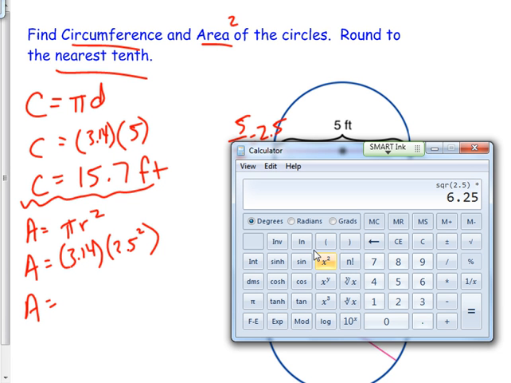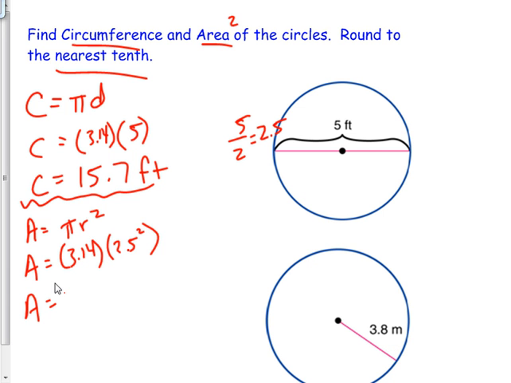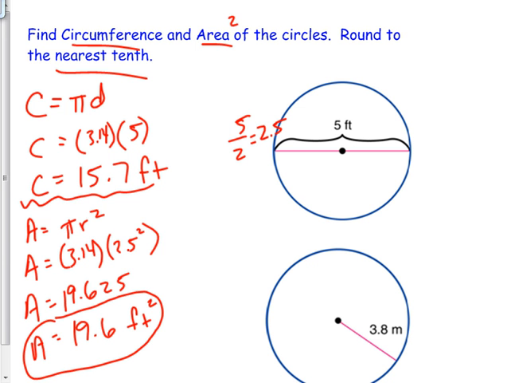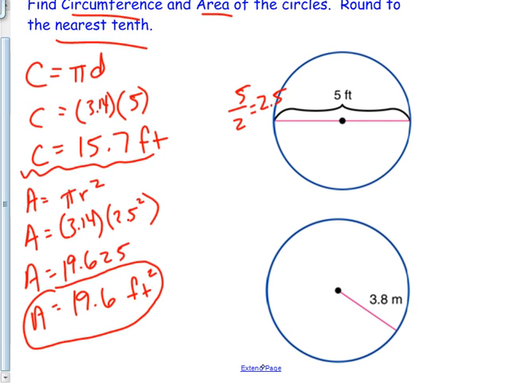Now I need to multiply that by 3.14 to get 19.625. I'm going to write 19.625. Now it says round to the nearest tenth, so area equals 19.6 feet squared. So this would be my final answer, rounded to the nearest tenth correctly. Okay, so that problem now is complete. I found the circumference and area of that circle.